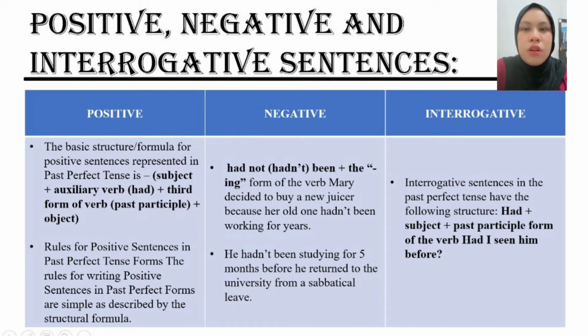Interrogative of past perfect tense: interrogative sentences in the past perfect tense have the following structure: had plus subject plus past participle form of the verb. Had I seen him before?